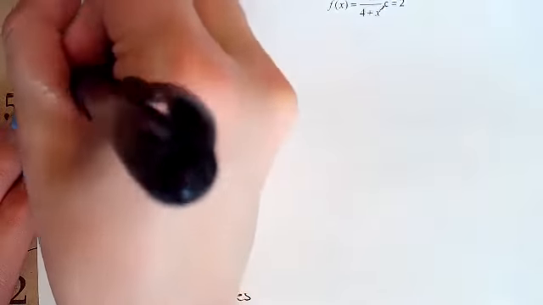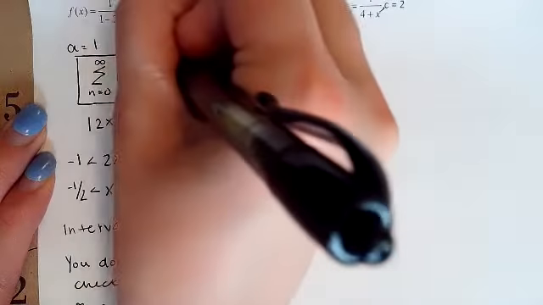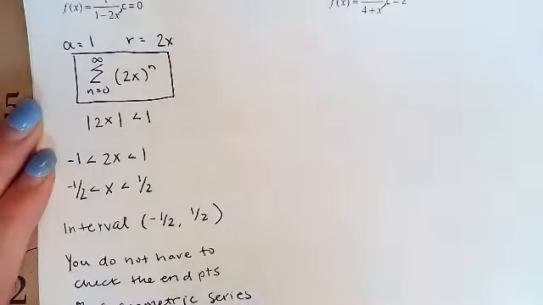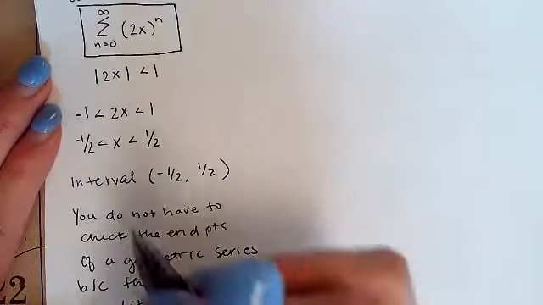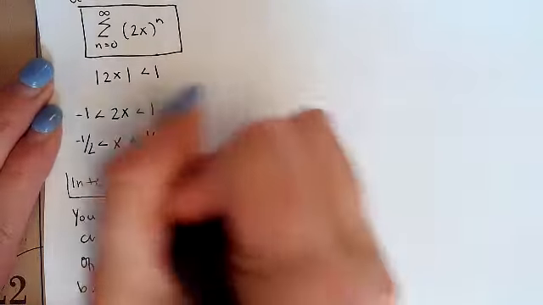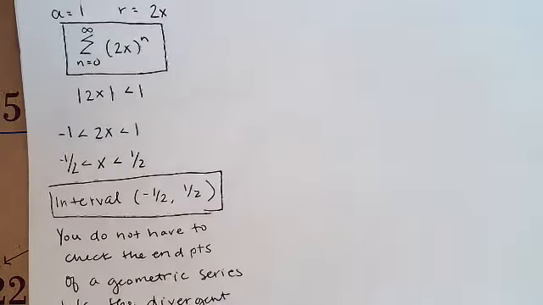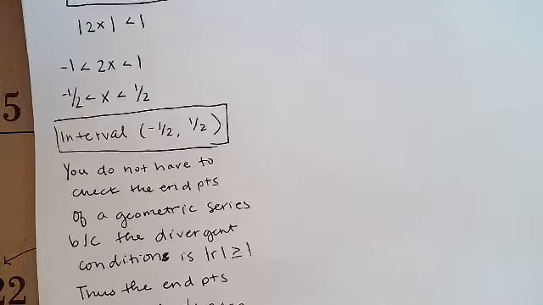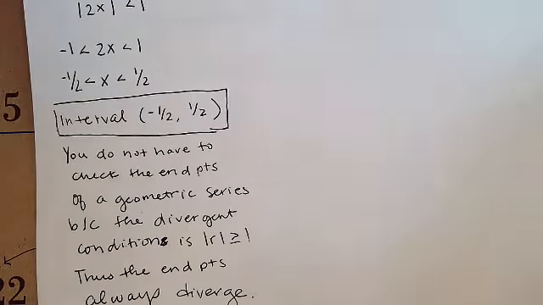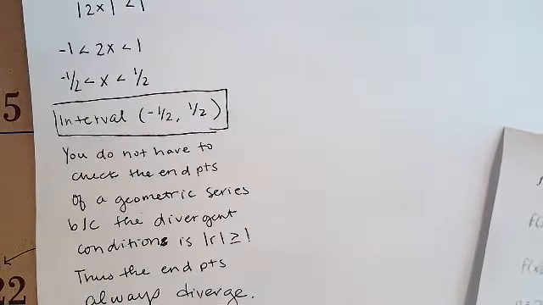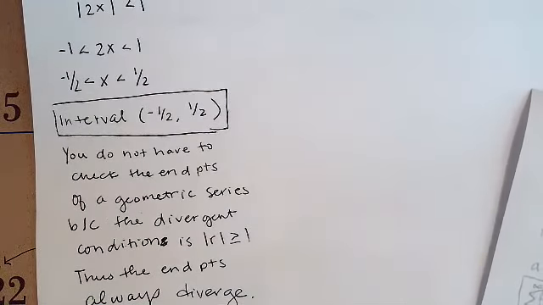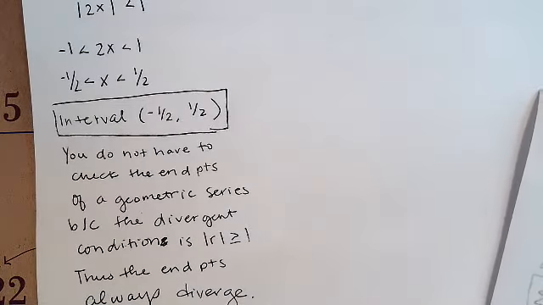So if they ask me to write this as a geometric power series, there is my geometric power series. And if they want to know where it converges, it's on this interval. Do you ever have it where it doesn't converge at all? Is that a possibility? It is a possibility, however unlikely.